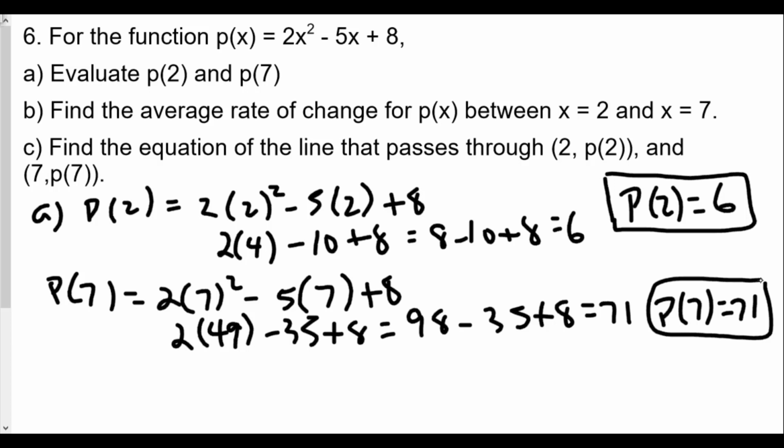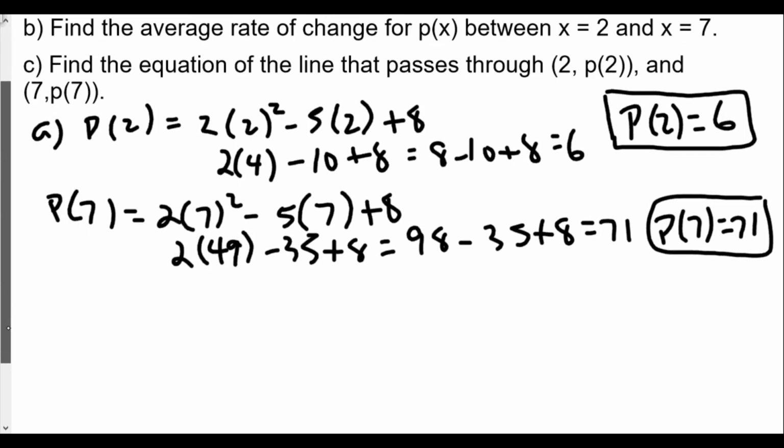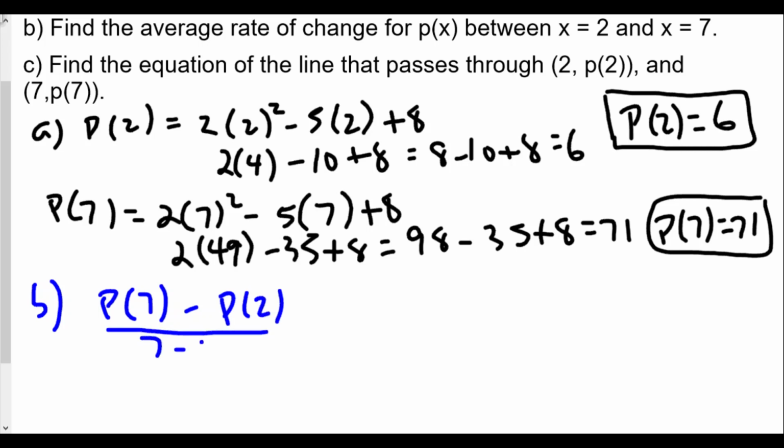Now we're asked to find the average rate of change for p of x between x equals 2 and x equals 7. Now average rate of change, ladies and gentlemen, means in this case, for part B, we want to find p of 7 minus p of 2 over 7 minus 2. It is going to be the change in y over change in x, which is like slope. And so we've already evaluated p of 7, but we do want to create this expression that will be helping us find the average rate of change between the values of x equals 7 and x equals 2.